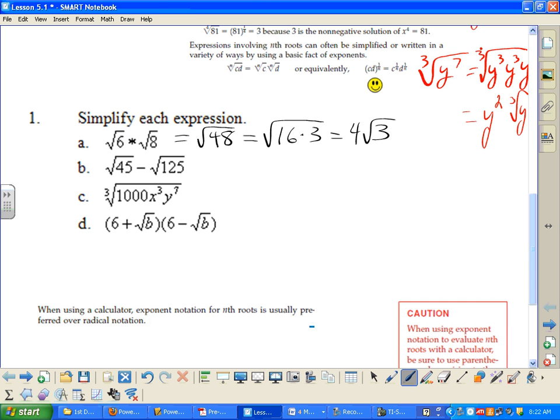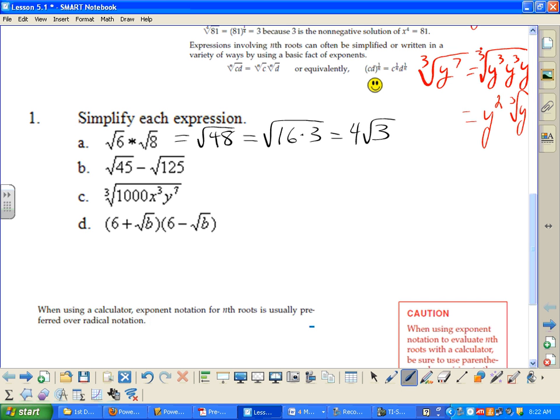Reminder that when we're adding or subtracting radicals, for letter B, you have to have like radicals to be able to add or subtract them. The way it looks right now, I can't do anything. So I would have to simplify the radicals so that I have like radicals before I can actually subtract them.